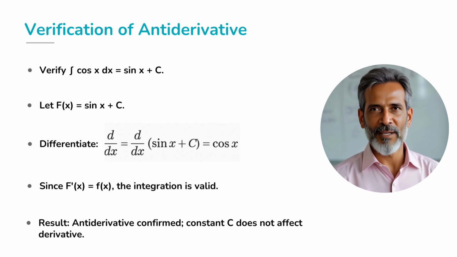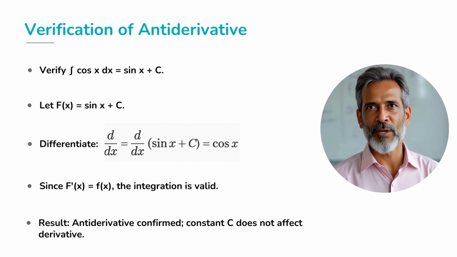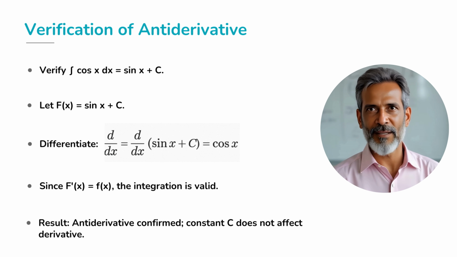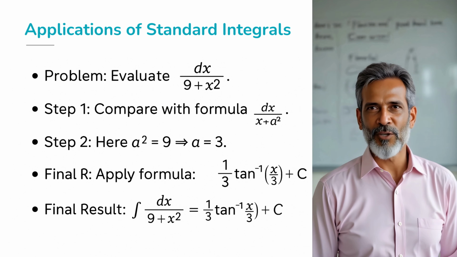Moral of the story, integration and differentiation are like best friends checking each other's homework. If you integrate cos x and then differentiate the result, you land right back where you started. Oh, and about that plus c, constant terms are like invisible ninjas. They're always there, but they never affect the derivative. So, verification complete, the antiderivative is officially confirmed. High five, calculus.